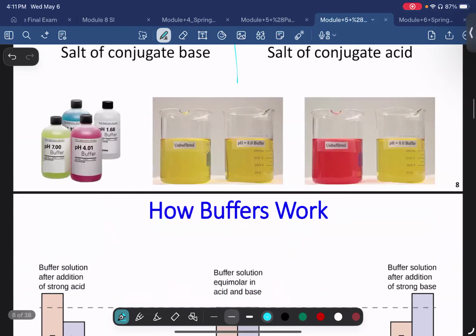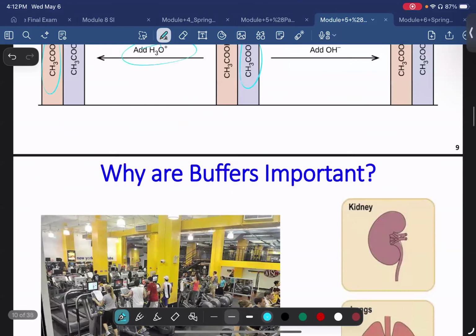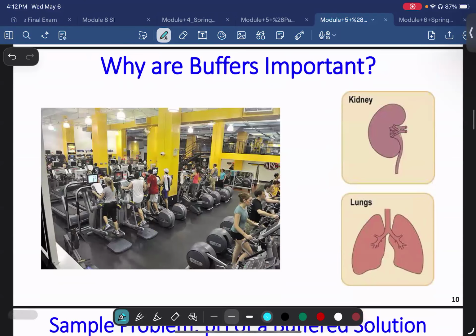And how buffers work, right? If you add a strong acid or strong base, the buffer is going to replenish itself basically. So when you add hydronium, this base is going to react with the acid and produce the conjugate acid, which is the thing there. And that's how buffers work. So you can't have something that isn't a conjugate. So remember, weak acid, conjugate base, or weak base, conjugate acid.